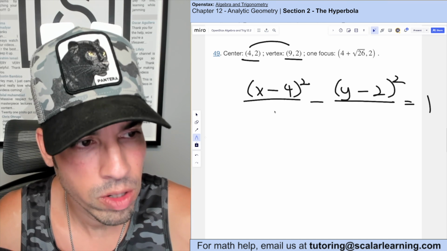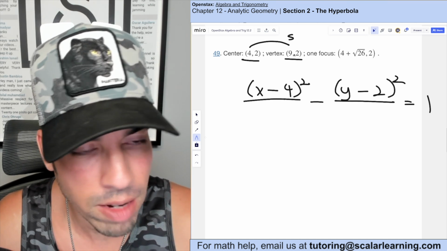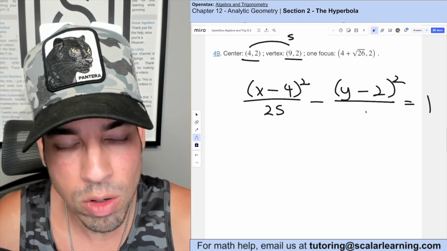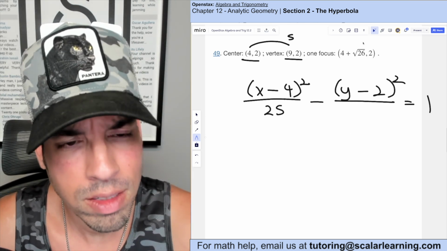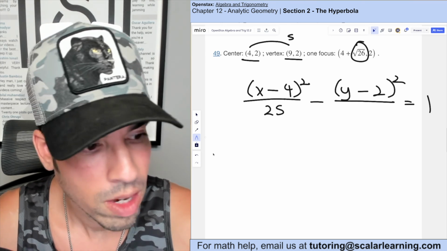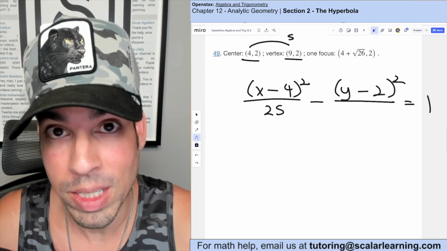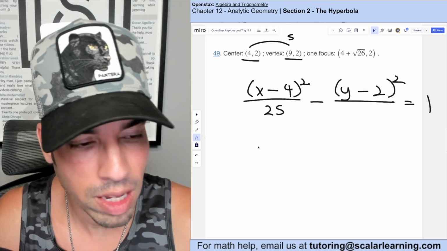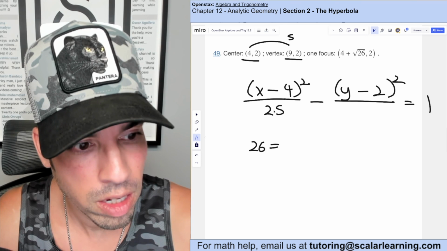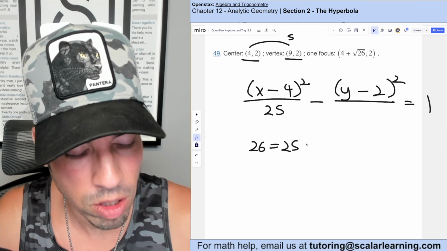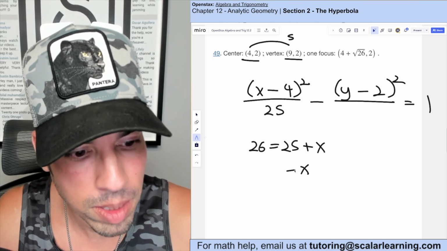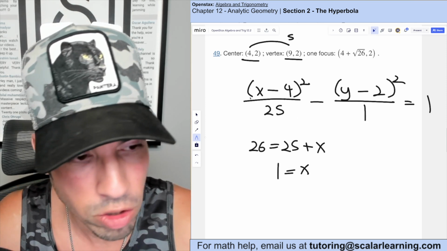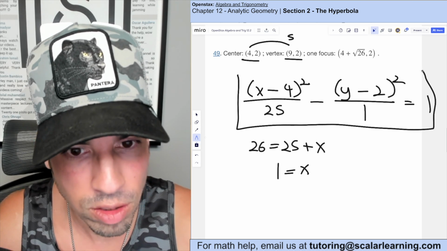And now what's going to come under the x? Well, I can see that I'm 5 away from the vertex. So 5 squared, or 25, goes under here. Now, what goes under here? Well, I can see from the focus here that square root of 26 is my c value because I'm starting at the center, I'm going square root of 26 to the right. So that means that squared, which is 26, equals 25 plus whatever is under here, which we'll call x. And that means x equals 1, right? Subtract 25 from both sides, and we throw a little 1 under here. And that is how you do it.